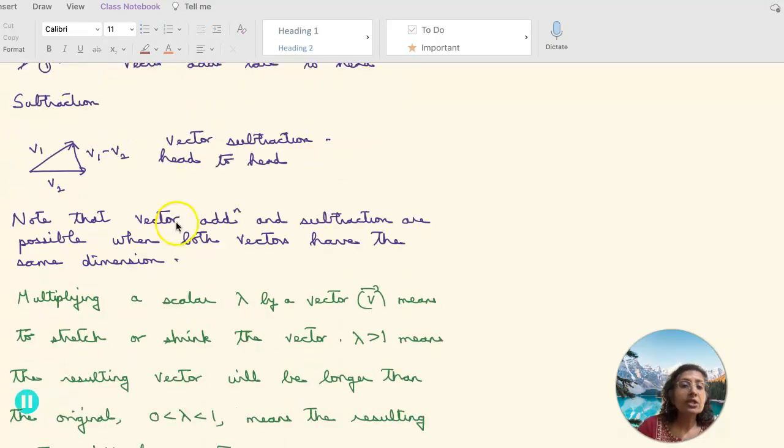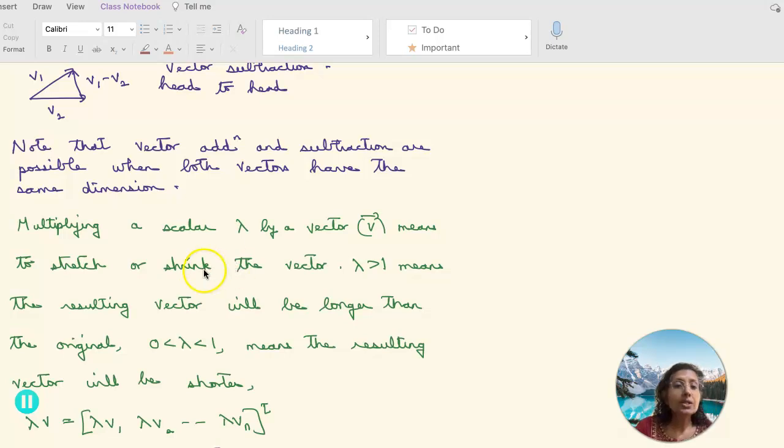Note that vector addition and subtraction are possible only when both vectors have the same dimension. So you can add only a two-dimensional and a two-dimensional vector, or a three-dimensional and a three-dimensional vector. You cannot add a three-dimensional vector to a four-dimensional vector.